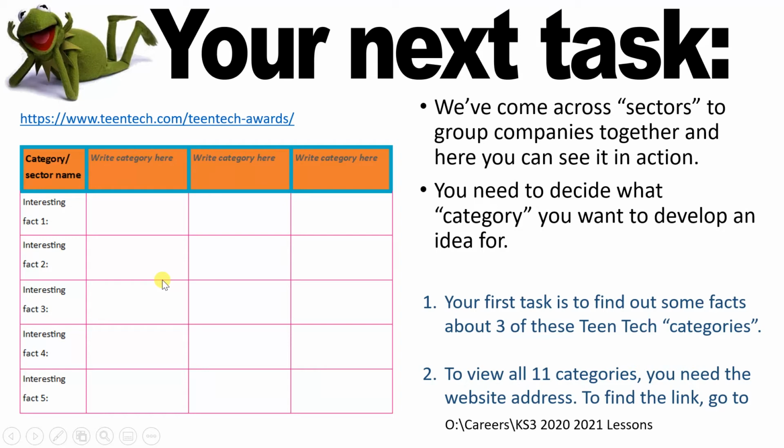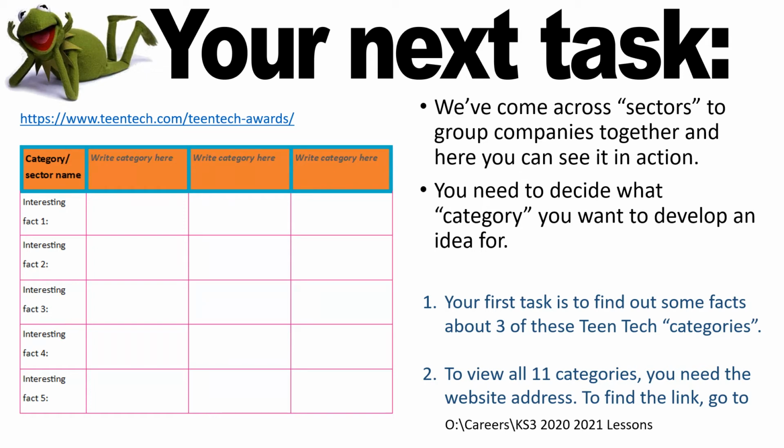Your job is to complete the table. Now you complete the table in columns. So first of all, right in the headings, you need to actually select 3 categories, 3 sectors. Now, hopefully you can select them from the Teen Tech categories or sectors.